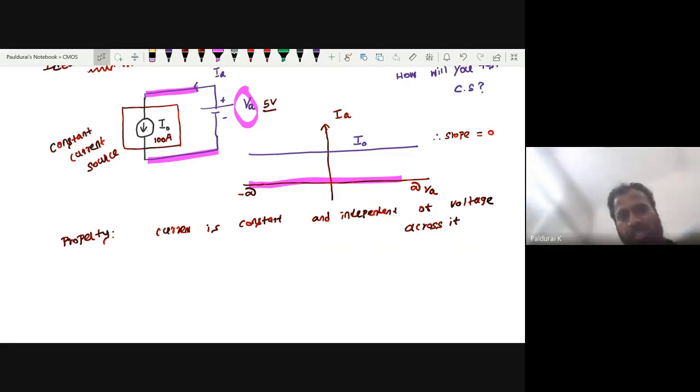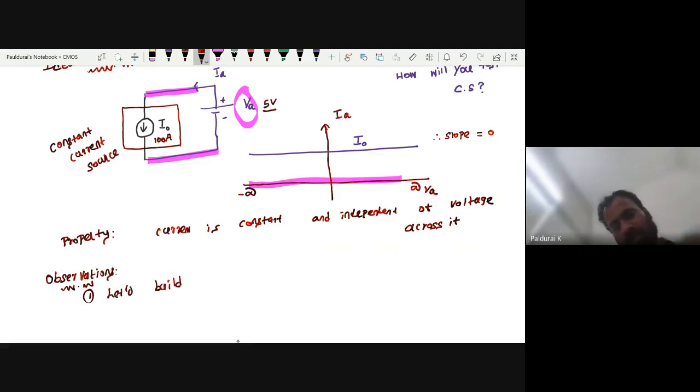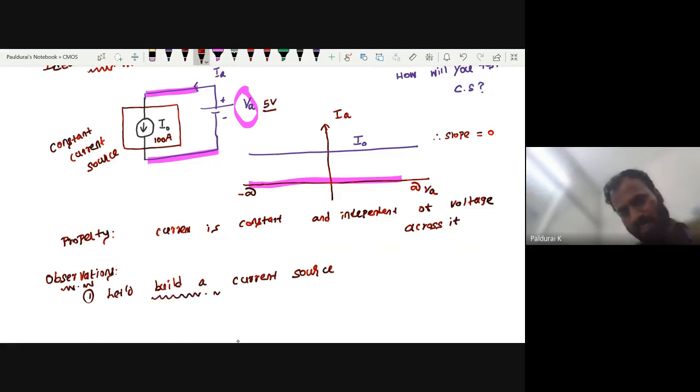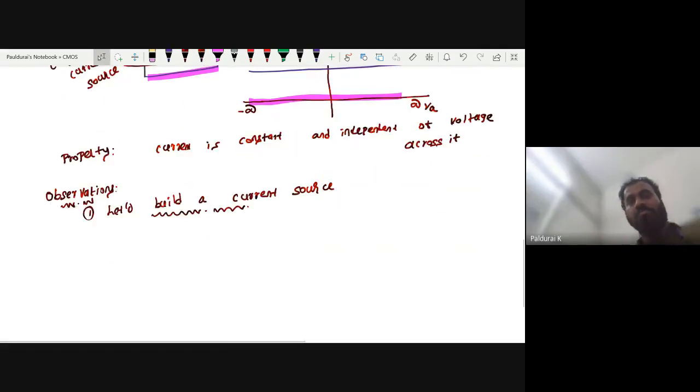For that, I want to give you three important observations, and I hope you will enjoy all these observations. Observation number one: let's build a current source. This topic we already discussed, but anyhow, I want to repeat. Observation one, please put the heading: let's build a current source. Who will be acting as a current source? Anyone? No, first unit, first. Who is acting as a current source?